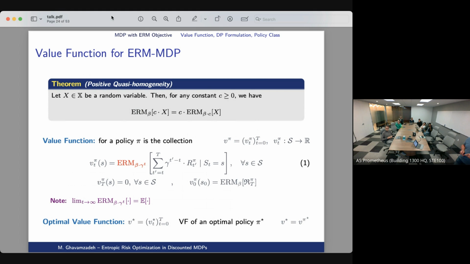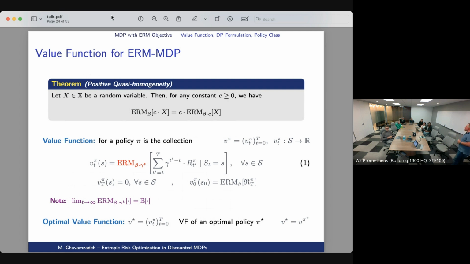So one thing that is very important is as t gets larger, gamma to the power of t goes to 0, and ERM of 0 is expectation. So if the horizon gets larger and larger, at some point ERM coincides with expectation. But before that, you have to consider that if we had the nice property, you didn't need this time-dependent risk parameter, but we don't have it.